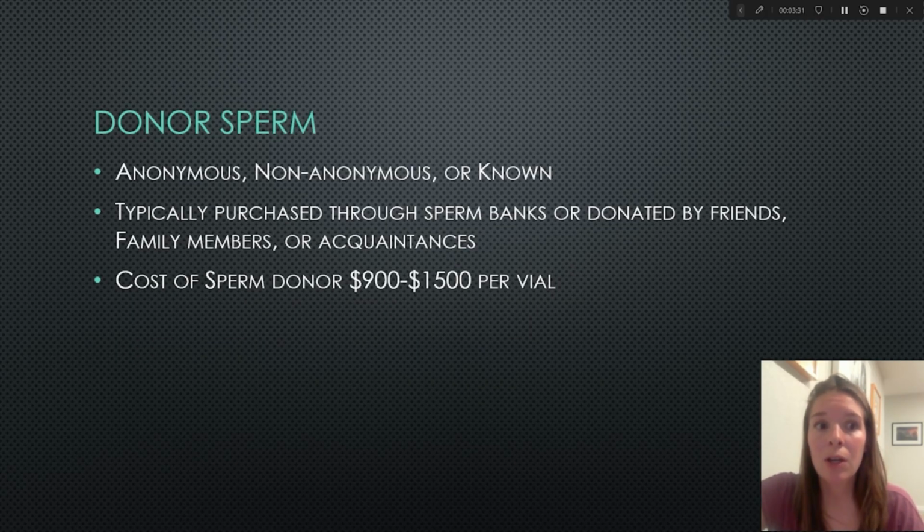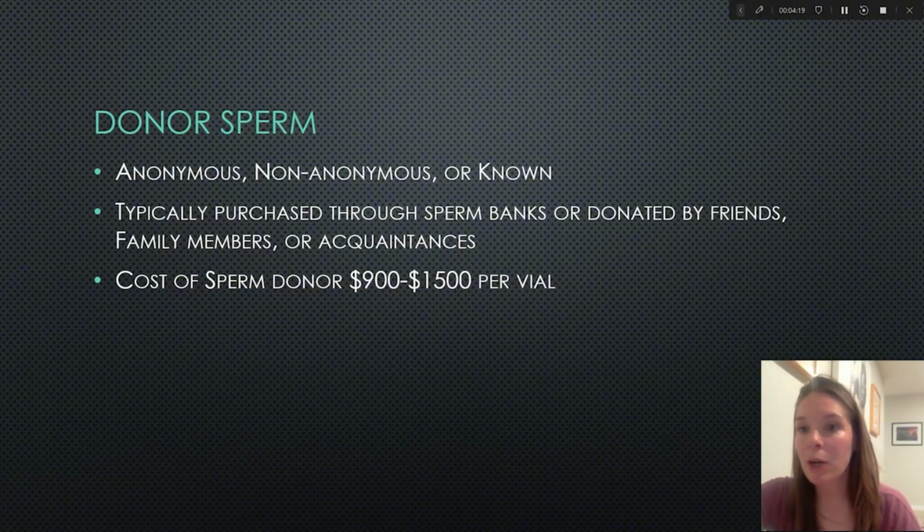treatment. Donor sperm, similarly, they can be anonymous, non-anonymous, or known, same as what I mentioned with the egg donors. They are typically purchased through sperm banks or donated by friends, family members, or acquaintances. The cost for one vial of sperm, if you are purchasing it, is typically $900 to $1,500. And one vial of sperm could get you through one at-home insemination, one IUI, or a couple of IVF cycles.